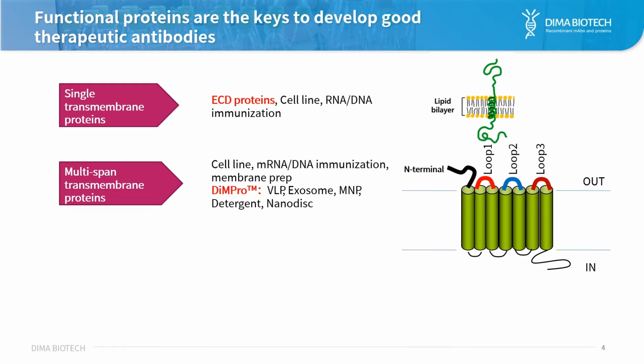We can just use the extracellular domain, the ECD domain, as immunogen. The ECD part can mimic the native status of the functional domain of the protein. Therefore, they can be used to produce the functional antibodies for the drug discovery.